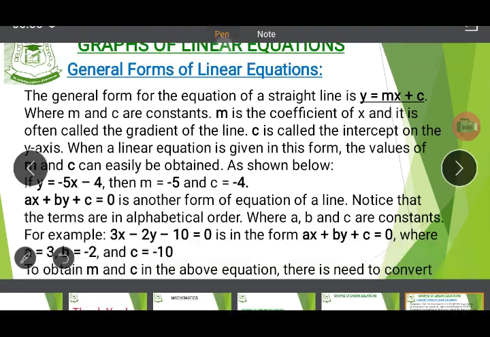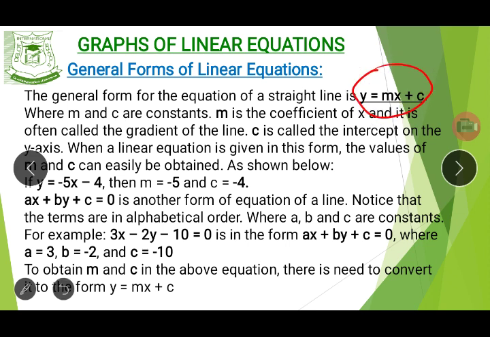Now let me get my pen. Okay, this is the equation, right? So we're told that m is the coefficient of x, right? And it is often called the gradient. I want you to underline this gradient. If you have not done it in your note, underline gradient. It is the gradient of the line. Make sure you underline it. All right, let me remove the remaining. So underline gradient. All right, so then the c there is called the intercept. Underline intercept. Also, it is called the intercept on the y-axis.